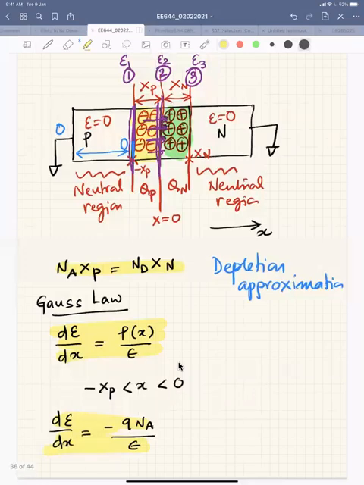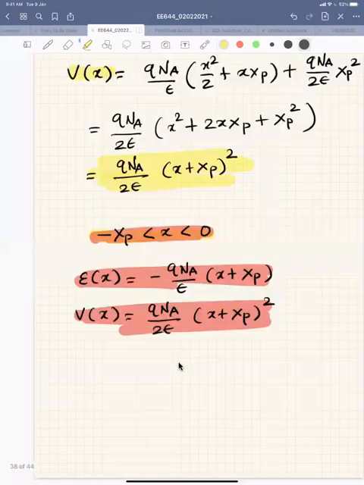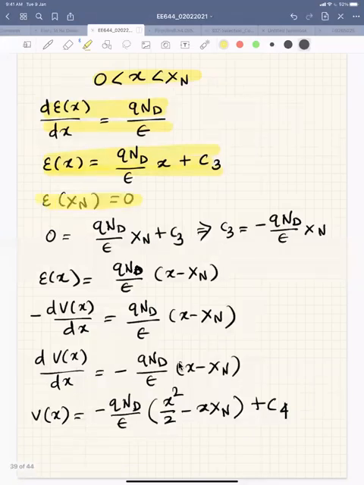If you see at this edge, after this edge I have the neutral region, so your electric field has to go to 0. This is the boundary condition. If I put that boundary condition, I'll get my electric field as a function of x in between 0 and xn. That electric field is q nd divided by epsilon times x minus xn. Then I could put the electric field in the potential term, which is minus dV by dx, so dV by dx equals minus q nd by epsilon times x minus xn.